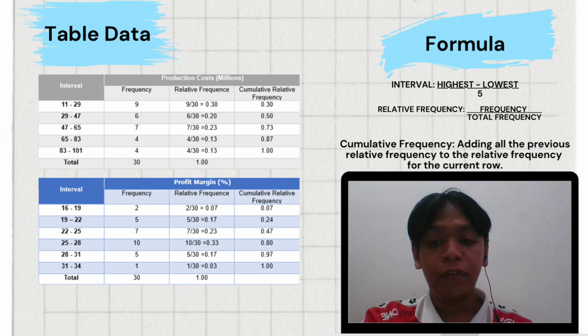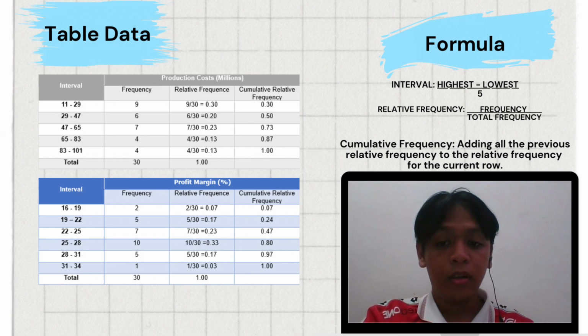To find the relative frequency, we need to take the current frequency and then divide it by the total frequency. In this case, both the production cost and the profit margin total frequency is 30. To find the cumulative relative frequency, all we need to do is add all the previous relative frequencies to the relative frequency for the current row. In this case, both the cumulative relative frequency is 1.